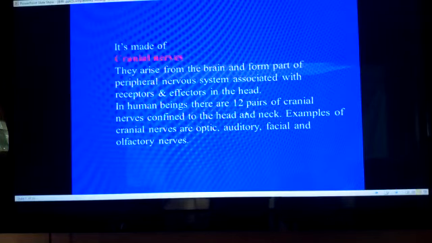For example, in human beings, there are 12 pairs of cranial nerves that are confined mainly in the head and the neck. Examples of those nerves are the optic, necessary for light sensation, auditory for balance and sound, facial, and olfactory, mainly located in the tongue. But remember, in this topic, we are not going to look at the tongue. We will be looking at the eye, the ear, and mainly the brain. The other sense organs are going to be discussed later on.